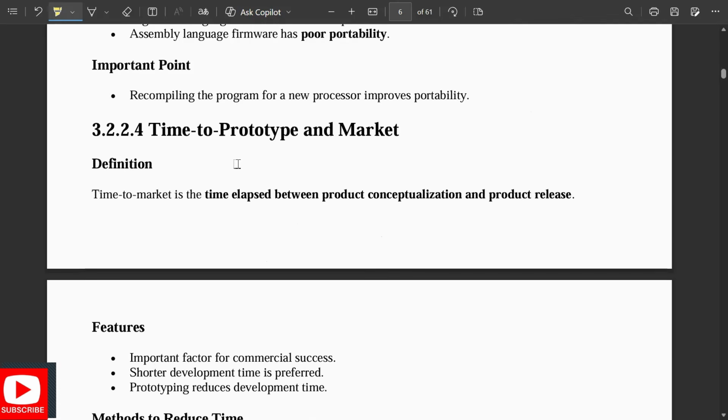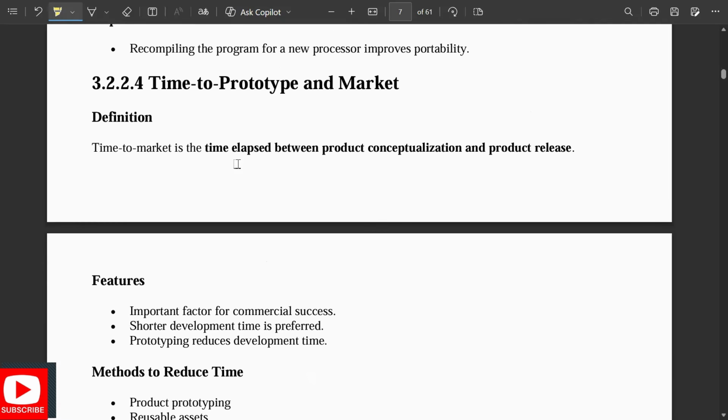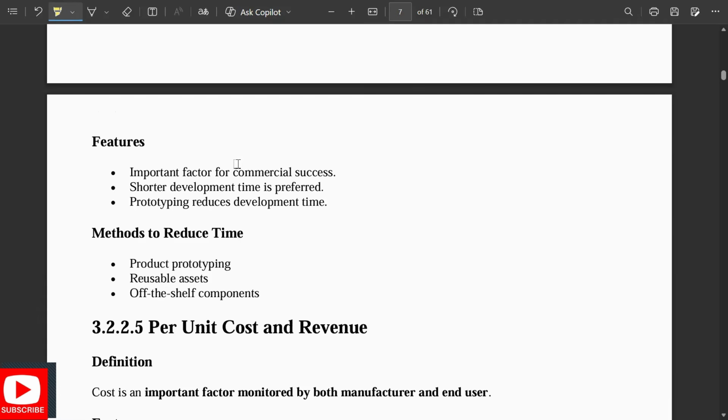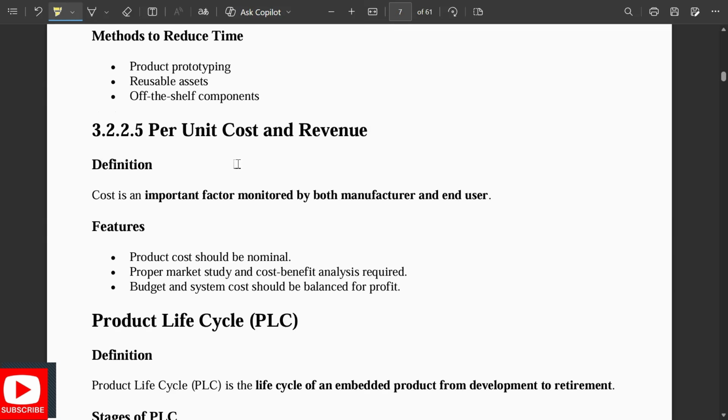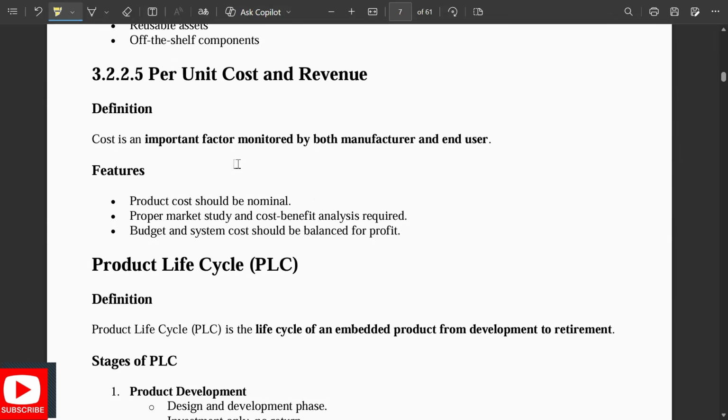Next comes the time to prototype and market. That is the time elapsed between product conceptualization and product release. This is an important factor in commercial success. The methods to reduce it are product prototyping and reusing off-the-shelf components. Next comes per unit cost and revenue. Cost is an important factor monitored by both the manufacturer and the end user. It should be nominal, and a proper market study and cost benefit analysis are required.